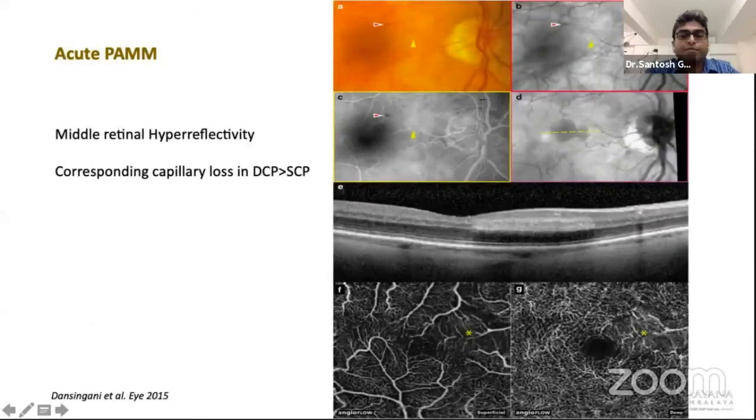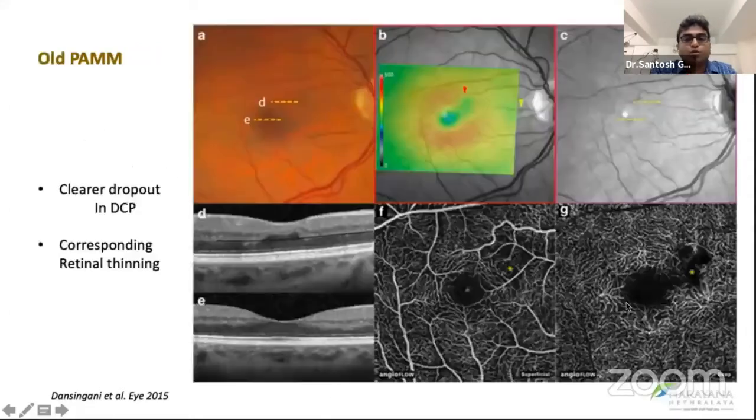So a word on PAMM. PAMM, as we all know, is an ischemic event that happens in the middle retinal layers. PAMM and AMN are both linked together. AMN is more towards the outer retina, whereas PAMM is more towards the inner retina. When there's too much edema, you can't really make out what's exactly happening in the vasculature, but you can see some amount of vessel dropout in the DCP when compared to the SCP. And when it comes to old PAMM, these vasculature changes are more clear. You can see clear-cut dropout in the fine vasculature in the DCP layer.